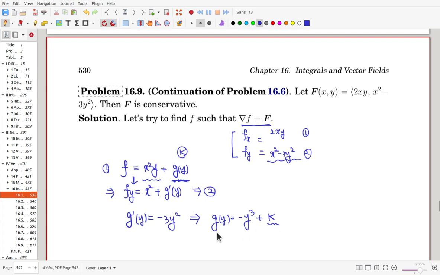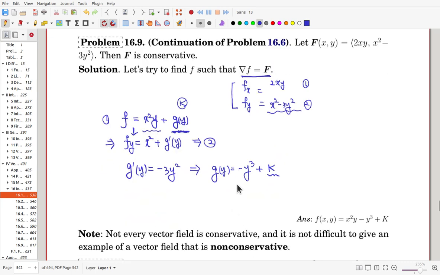Okay, so we decided g of y, and along with this and that, we can conclude that f must be x squared y minus y cubed plus k. That's the final answer.